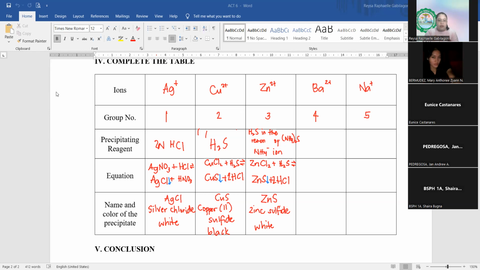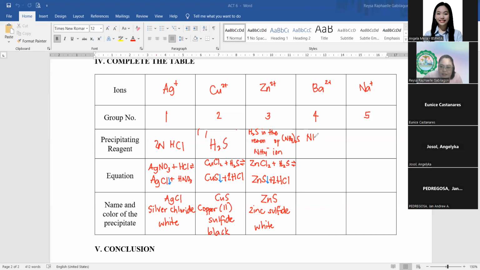Okay, let's move on to the next one, the barium. What is the precipitating reagent for barium? Yes, Angelica. (NH4)2CO3 po. Okay, very good. (NH4)2CO3, what do we call that? Yes, Angela, how do you call this? Ammonium carbonate po, ma'am. Okay, that is ammonium carbonate.